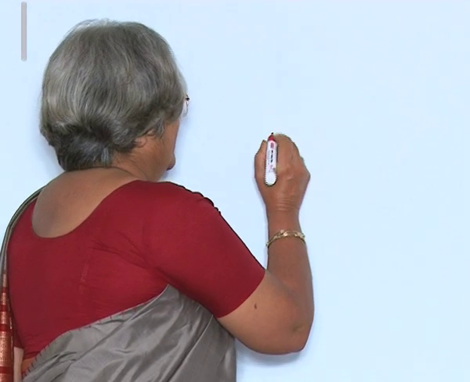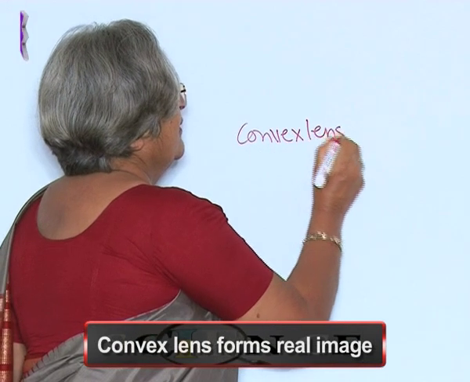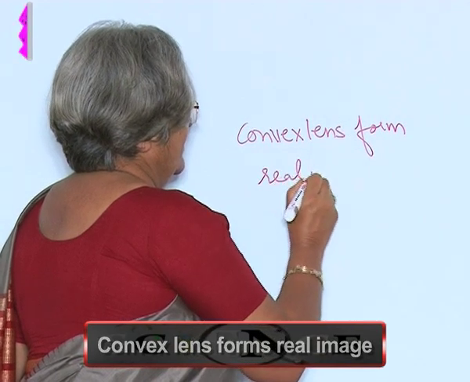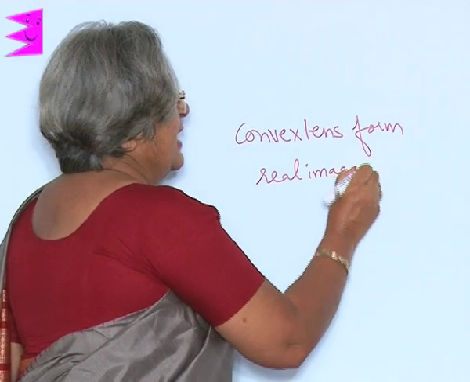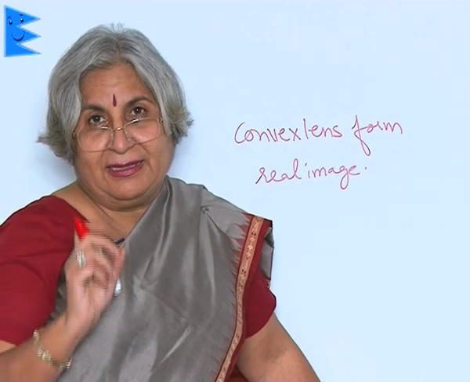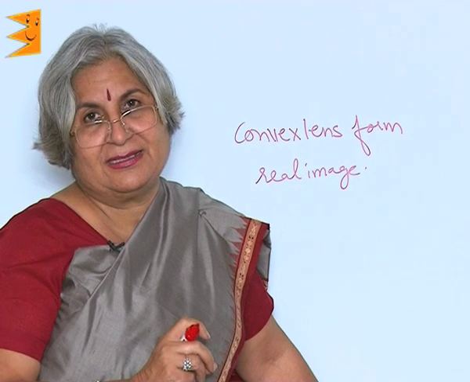So, what kind of image is formed by a convex lens? Real image. A convex lens forms a real image. That is how we are able to magnify and we are able to see the things which are smaller in size with the help of a convex lens.